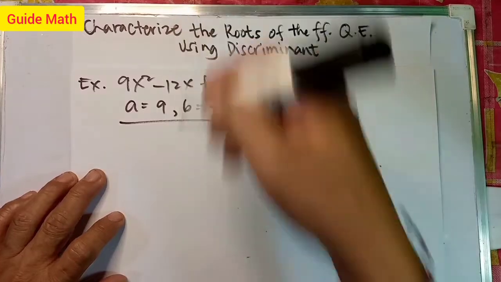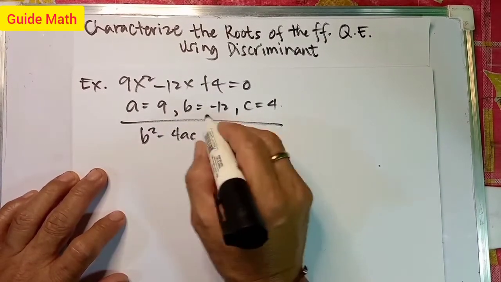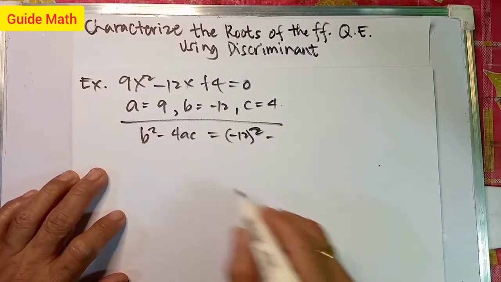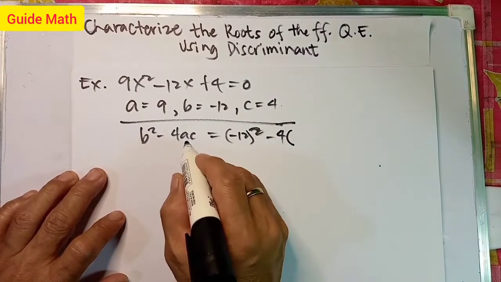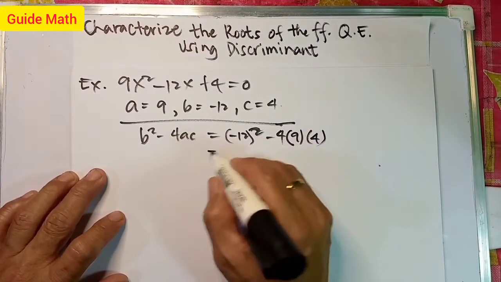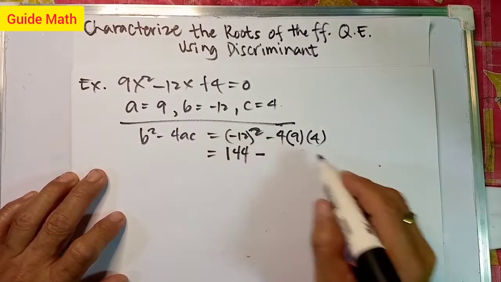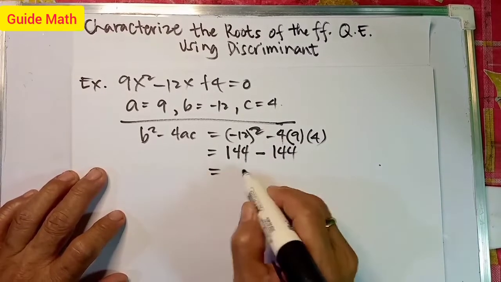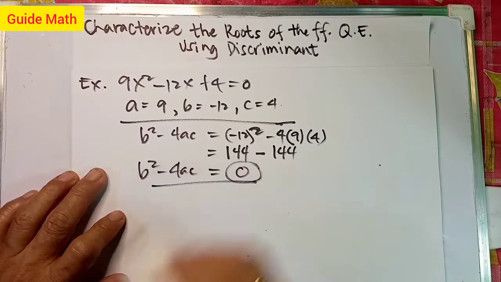Okay? After that, punta tayo doon sa ating b squared minus 4ac. So, ang B natin is negative 12. So, we have to square that minus, kasi sinasabi dito, square din. Minus din tayo. Then, 4. Kopyahin lang natin ito. So, A natin is 9. Then, the value of our C is 4. So, this is negative 12 times negative 12 is positive 144. Minus 36 times 4 is 144 also. So, meaning, the value of our b squared minus 4ac is equal to 0.